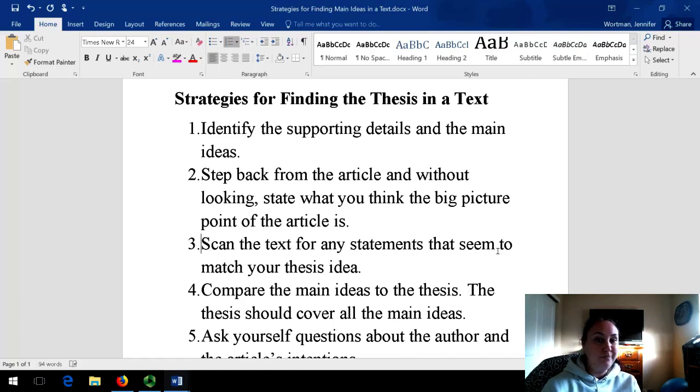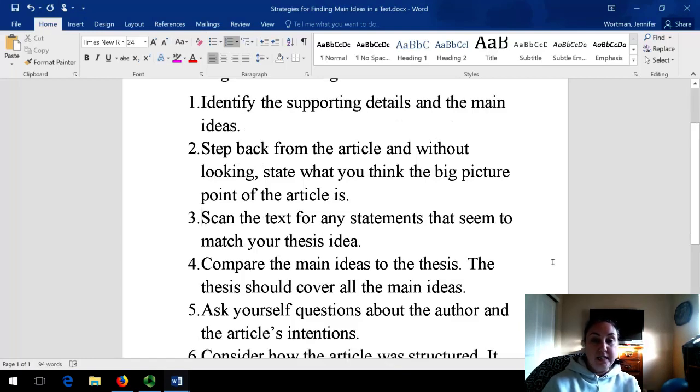Now, I'd already mentioned, not all articles are going to have a stated thesis. Sometimes it's implied. And so you might not actually find a statement that matches what you were thinking. That doesn't mean you are wrong. It just means you have to think about, okay, well, did this article ever directly state it? Or is this an article that just gave me lots of hints so that as a reader I can figure it out? So that's the first thing. You scan the text. See if there's anything there that kind of matches.